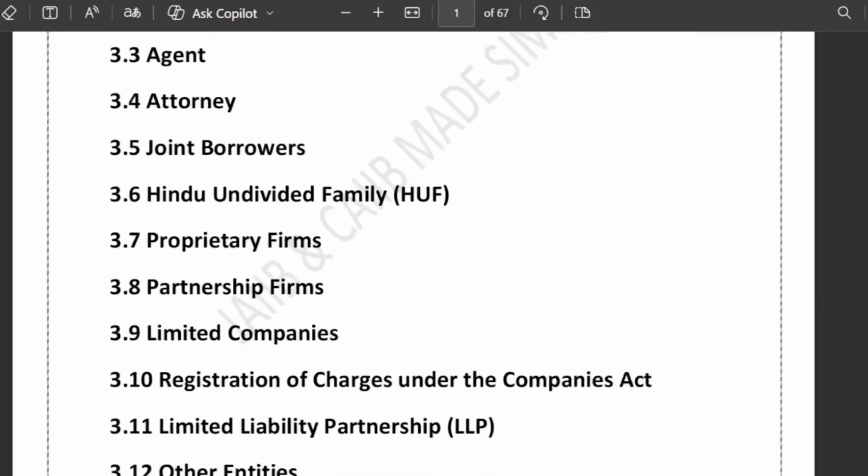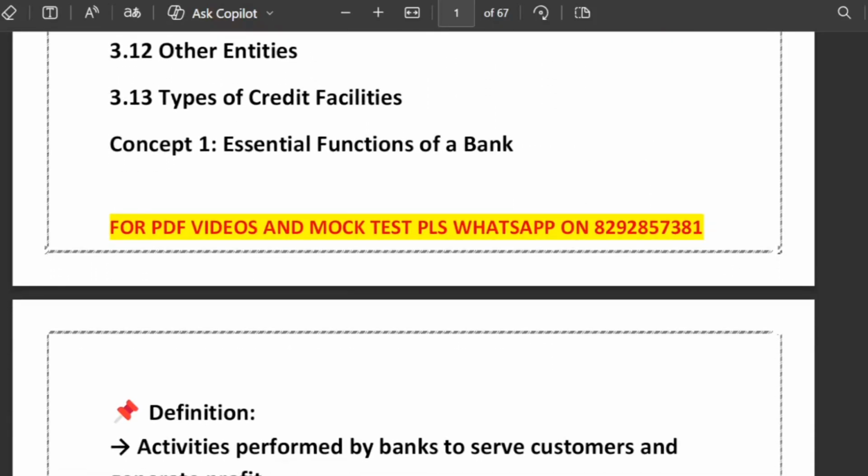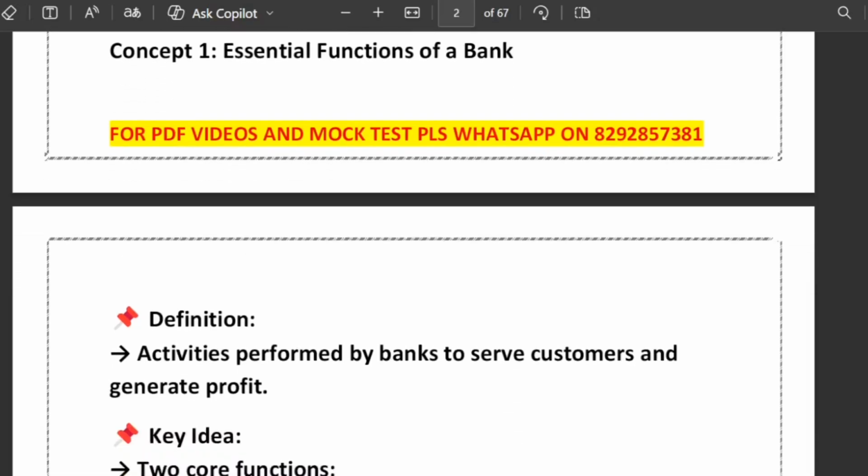So let's get started with our first topic, which is based on essential function of a bank. Our methodology of studying will be the same. We will repeat the same concept 2 or 3 times so that it becomes very easy to understand each and everything, and added to that we will do MCQs also that will help us to retain the facts. So let's get started, which is the first concept, that is the essential function of a bank.